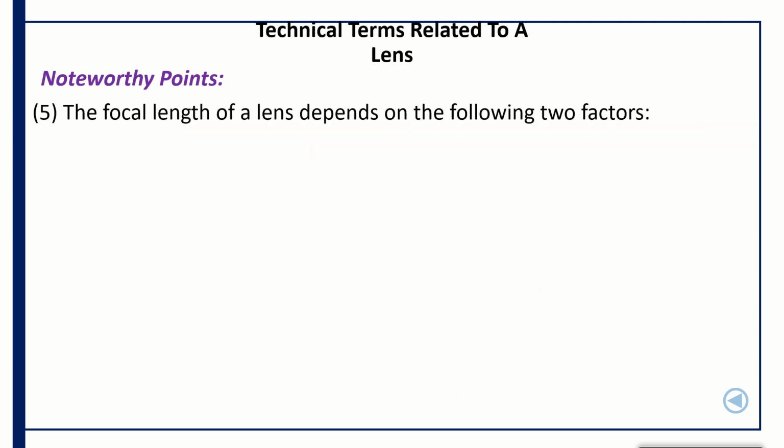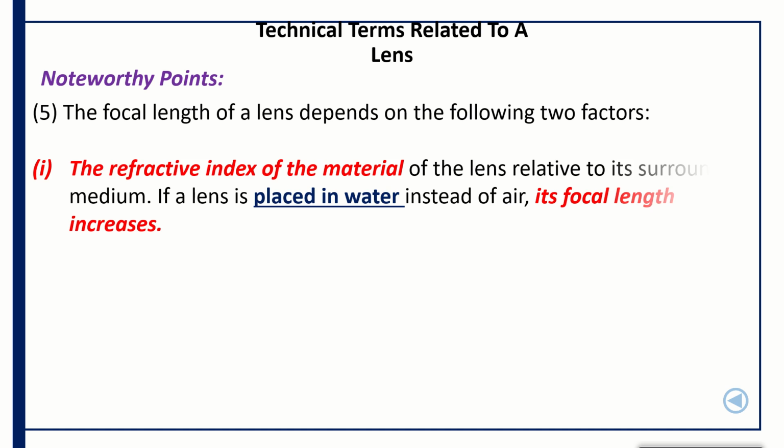Now, let's focus on another very important point. The focal length of a lens depends on the following two factors. So, what are the two factors? The refractive index of the material of the lens relative to its surrounding medium. So, we already know refractive index. So, what is refractive index?